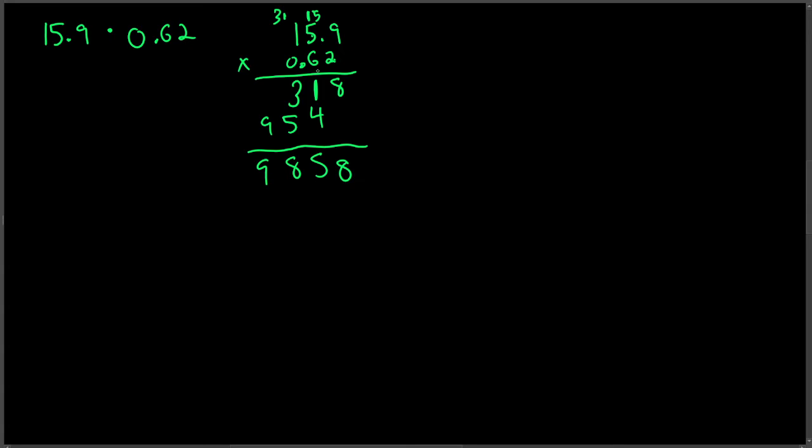And now I need to add the decimal places. So I have 1, 2, 3 decimal places. So I come over 1, 2, 3. And I get 9.858, or 9 and 858 thousandths.